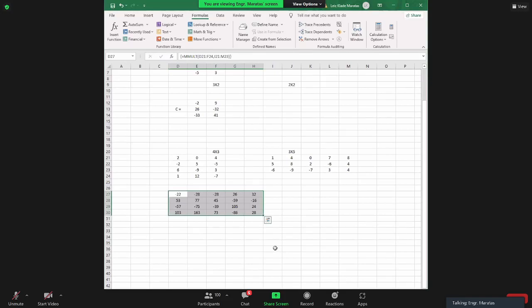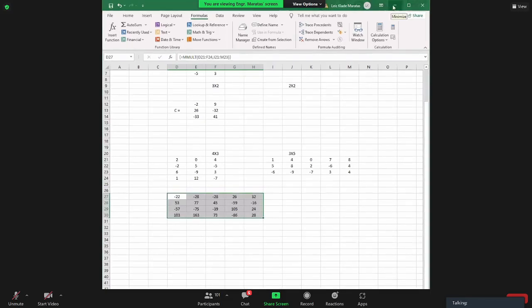Okay, so I would like you to try this. We have examples, so I want you to practice also. You can put any numbers here, then perform matrix multiplication using manual computations. Okay, do you have questions or clarification so far?